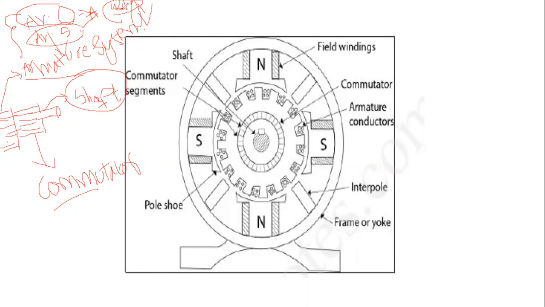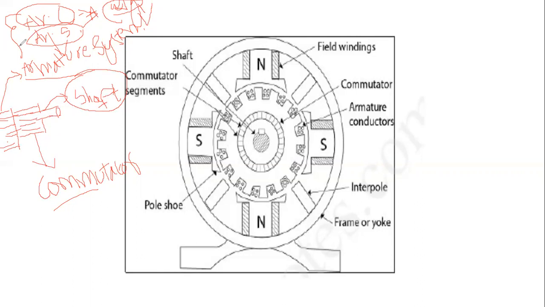The purpose of this armature winding is to cut the magnetic flux that is produced by the field system. What is the purpose of the armature winding? It is used to cut the flux produced in the field system. This is the armature, and these are the armature slots and the conductors. In those conductors we have the armature winding.